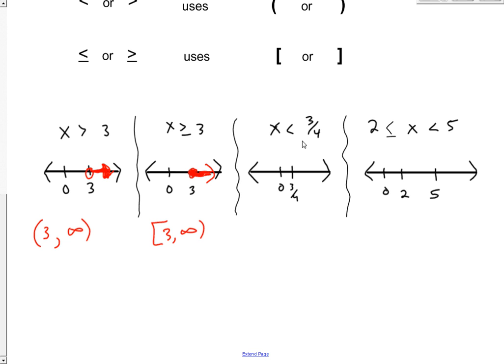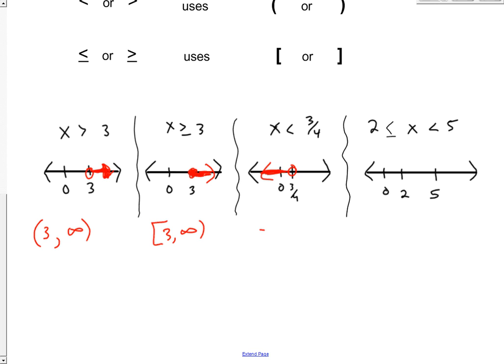For x is less than 3/4, again less than, no line underneath, I'm going to have an open dot at 3/4, and I'm shading to the left. And now, because my values are going to be going to the left and being less than my 3/4, that means I'm going all the way to negative infinity because there's no stopping point going to the left.